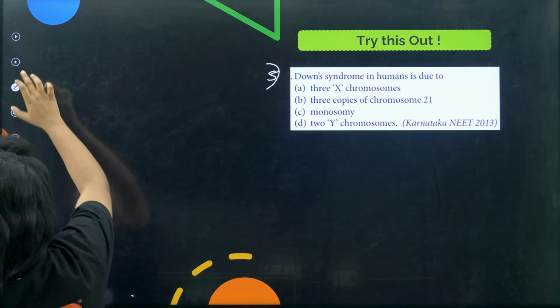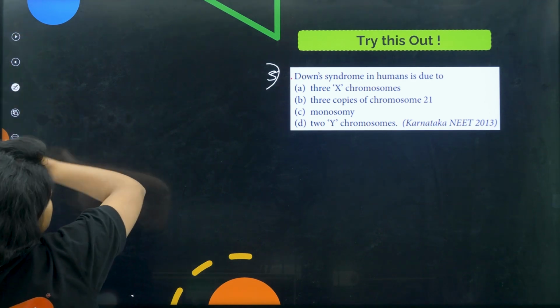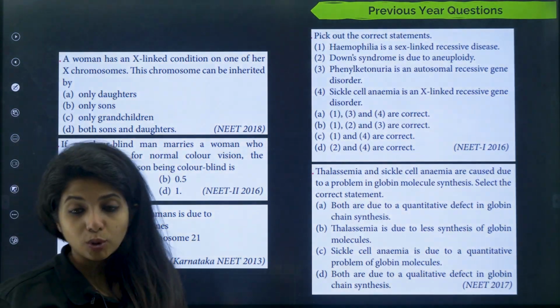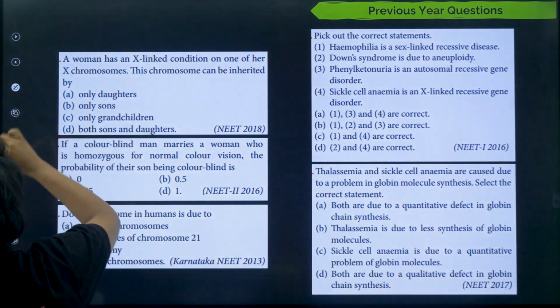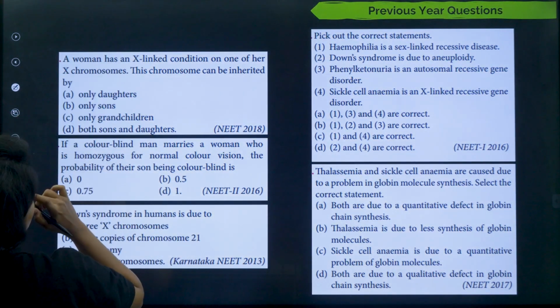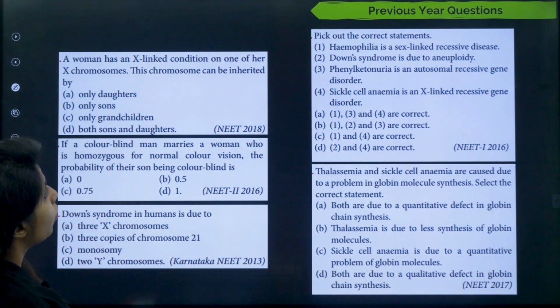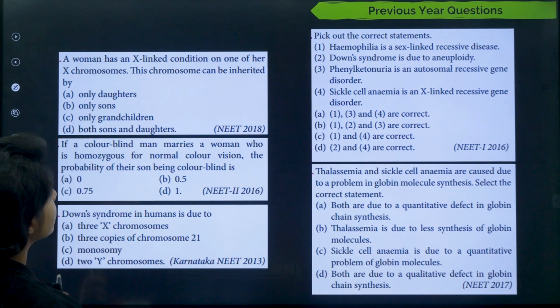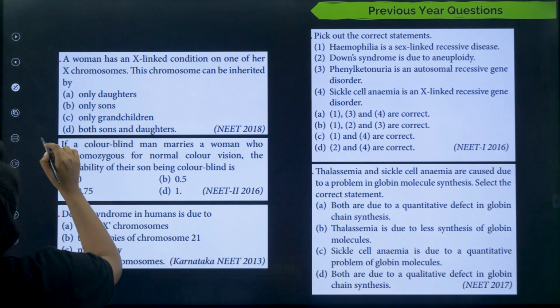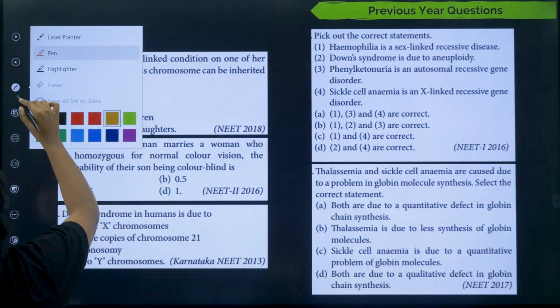Since anyway we have to find the answer for all the questions, let me just come over here, but do let me know your answers if you have already solved them. So a woman has an X-linked condition, let's see who all got it correct. A woman has an X-linked condition on one of her X chromosomes. This chromosome can be inherited by only daughters, only sons, only grandchildren, or both sons and daughters. So the condition is the woman has an X-linked condition on one of her chromosomes.